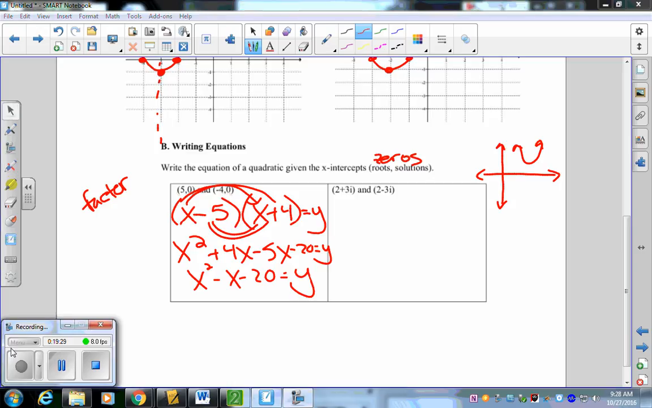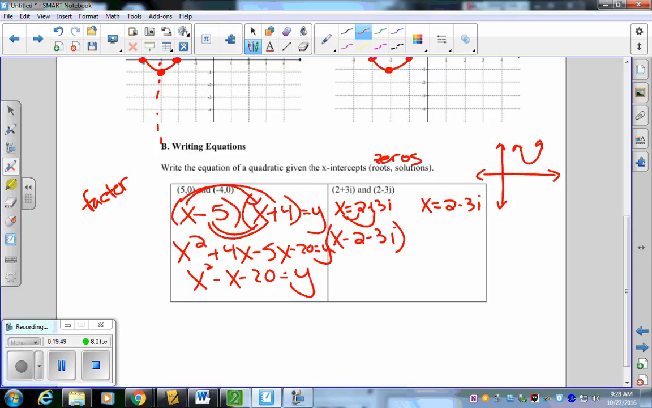All right, so if our one solution is 2 plus 3i, that means x equals 2 plus 3i. Our other one is x equals 2 minus 3i. We need to change that to the factors. So remember, why it's the opposite sign is because now we're unsolving, we're moving it back to the x. So the signs change. So this actually becomes x minus 2 minus 3i. All right, and when I move this over, this one becomes x minus 2 plus 3i. Because whenever I'm moving it to the other side, my signs change.